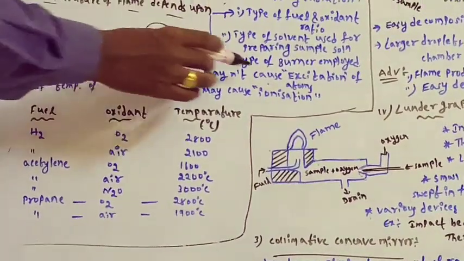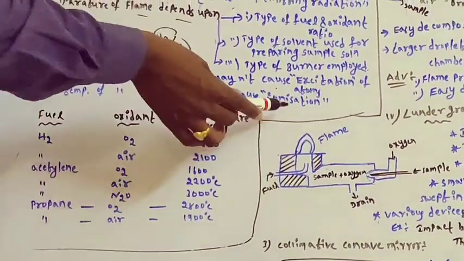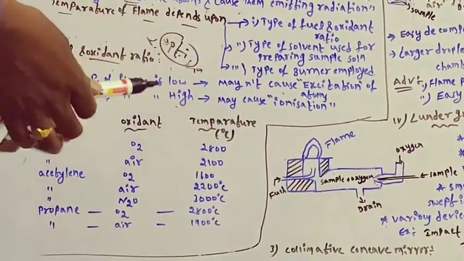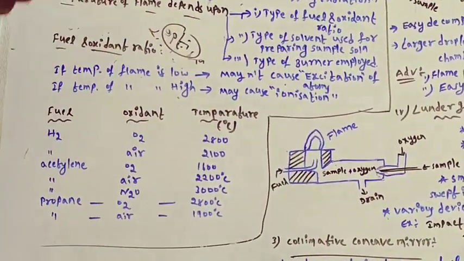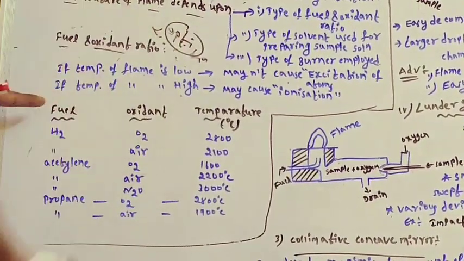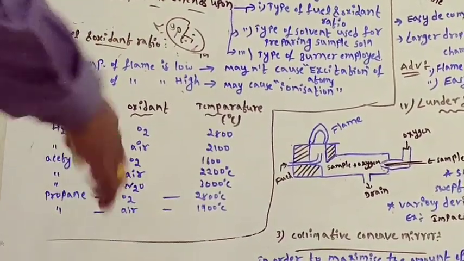If the temperature is low, excitation will not occur. If the temperature of the flame is high, it undergoes excitation and ionization. So both are not good in flame photometry, and the optimum temperature of the flame should be maintained. That can be done by using the fuel and oxidant ratio. What are the different types of fuel and oxidant, and their temperatures?